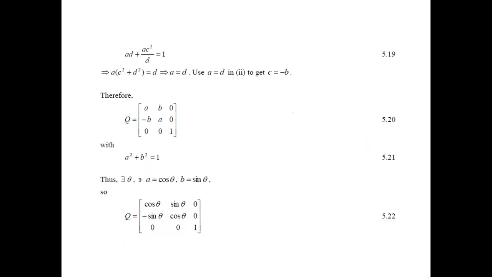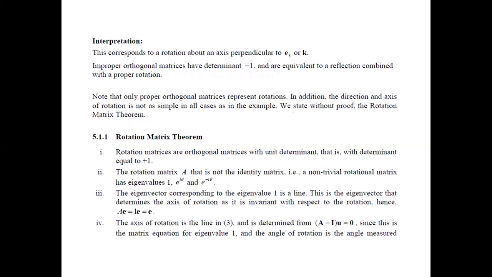Since you have A squared plus B squared equals 1, that brings to mind that A could be cos theta and B could be sin theta, since cos squared theta plus sin squared theta equals 1. So Q is cos theta, sin theta, 0, minus sin theta, cos theta, 0, 0, 0, 1. What is the interpretation? This corresponds to a rotation about an axis perpendicular to E3.